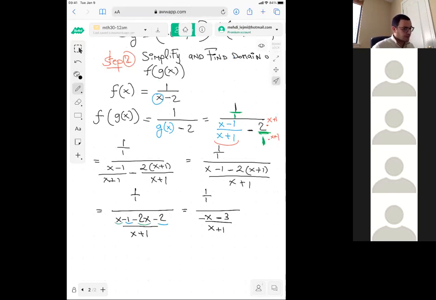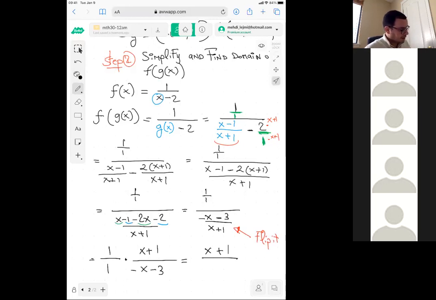Now I have two fractions, so I can divide as usual. We flip the fraction in the denominator, so it's 1 over 1 times x plus 1 over minus x minus 3. You multiply, so it's just x plus 1 in the top because it's multiplied by 1, and the same thing in the denominator, which is minus x minus 3.